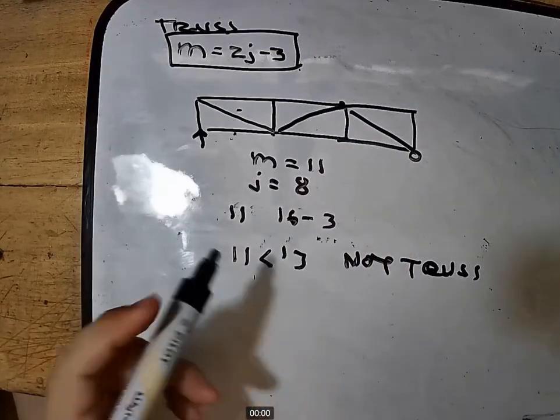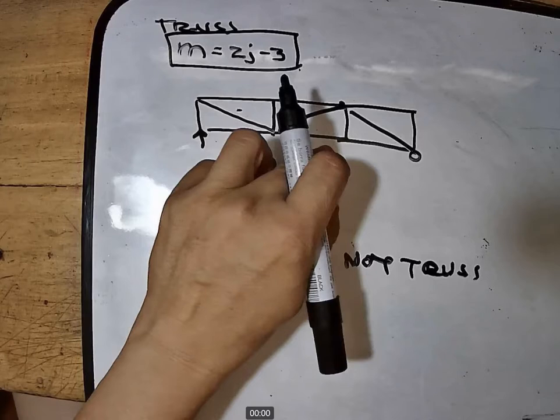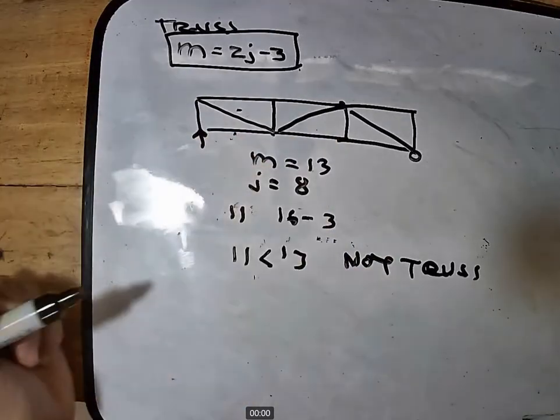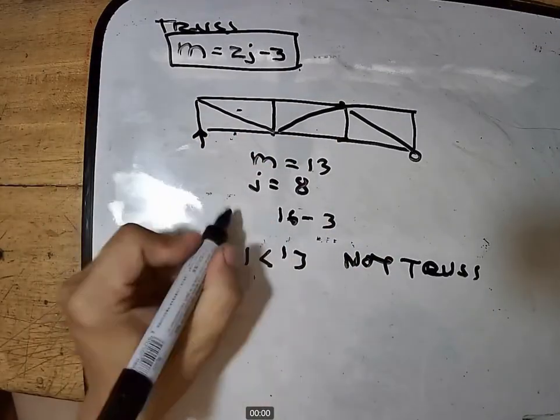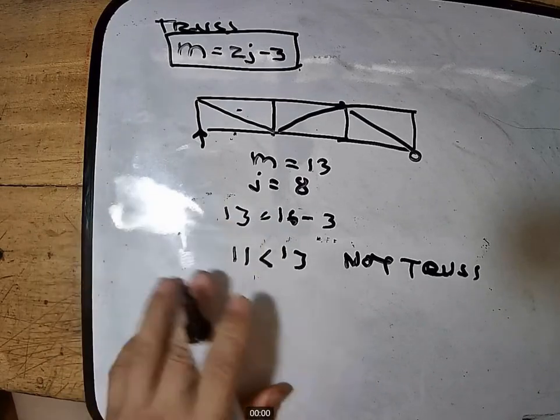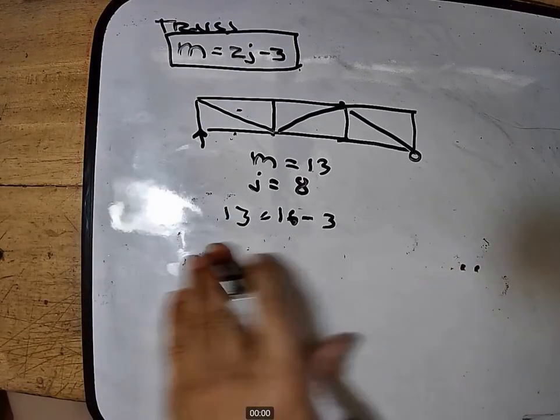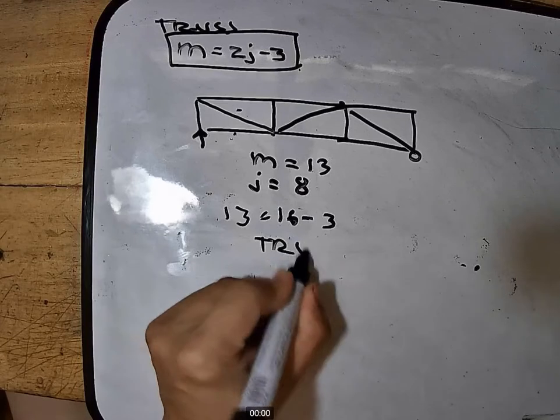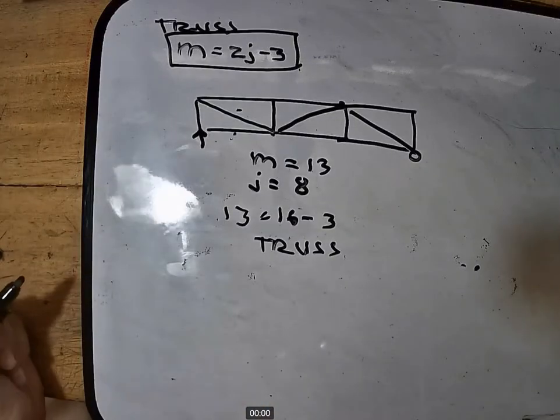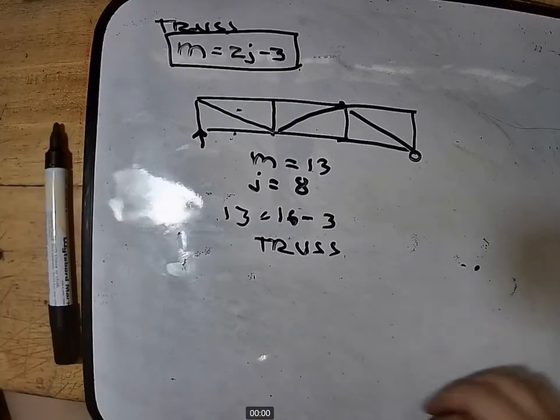Okay? Now, let's try, lagyan natin ngayon ng ganyan. Dalawa na. So, how many members? This becomes now 13. How many joints? 8. So, this becomes 13. Therefore, truss na siya. Okay? Next, another example.